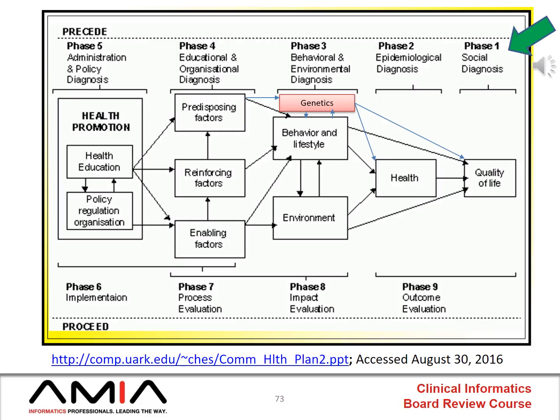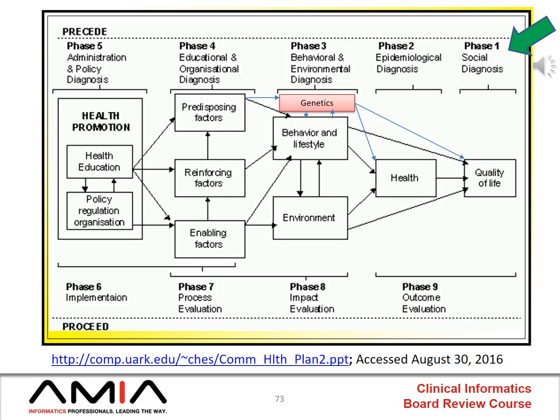This slide shows a diagram of PRECEDE-PROCEED, so you'll notice that in the top half of the diagram, phase 1 starts on the very right hand side where the green arrow is, starting with social diagnosis, followed into phase 2 by epidemiological diagnosis and so on. And then after you get to phase 5 on the left hand side of the screen, you would wrap around down to the bottom on the left hand side and then start the PROCEED half of the cycle, which starts with phase 6 in implementation.